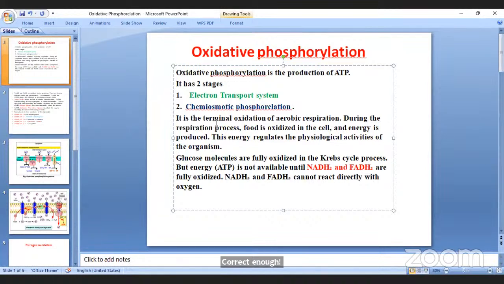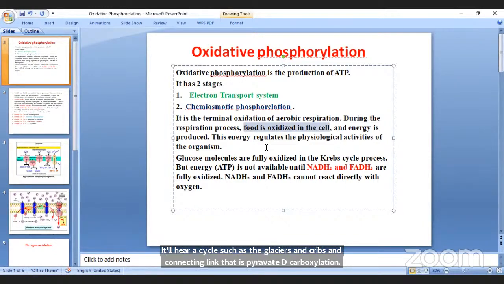So the main concept here is that it is the last stage of respiration, especially aerobic respiration. During respiration, food is completely oxidized inside the cell. In the earlier stages, glycolysis, Krebs, and the connecting link, that is pyruvate decarboxylation, oxidation takes place but it is not completed. Partial oxidation takes place, and as a result NADH and FADH2 are formed.